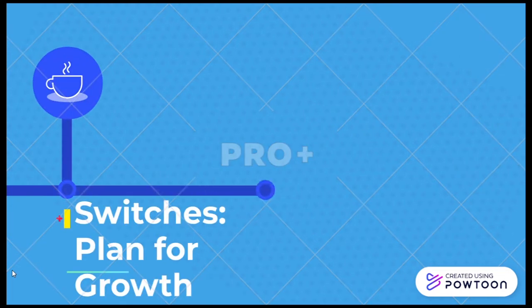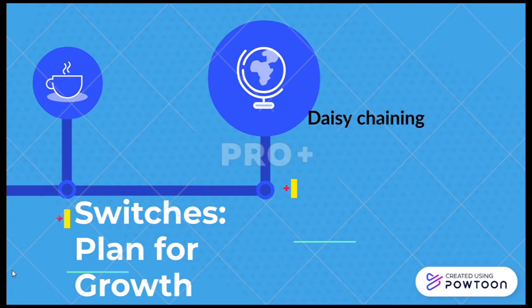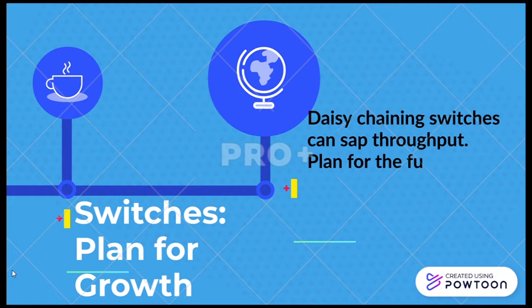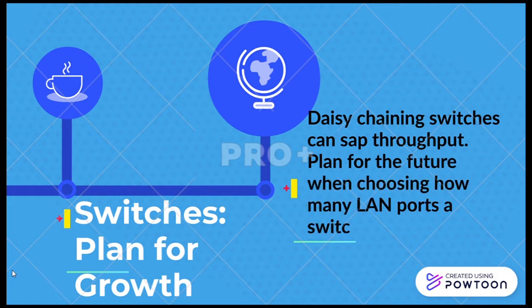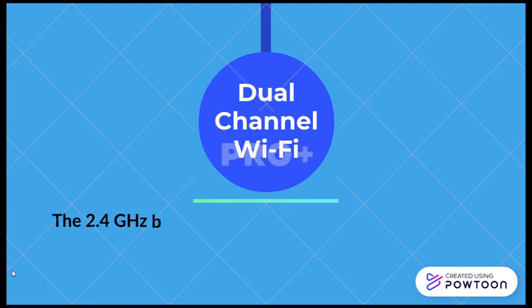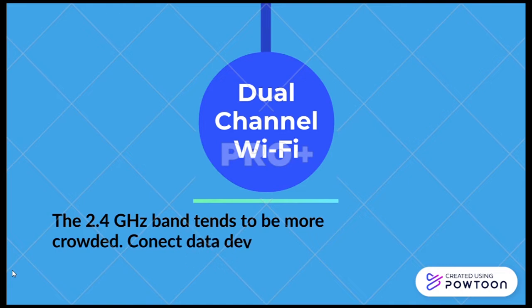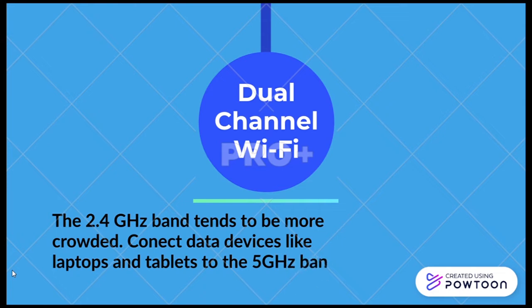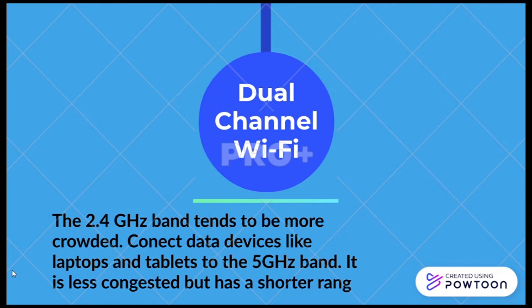And the next is switches planned for growth. Daisy chaining switches can limit throughput. Plan for the future when choosing how many LAN ports a switch should have. The last one is dual channel Wi-Fi. The 2.4 GHz band tends to be more crowded. Connect data devices like laptops and tablets to the 5 GHz band. It is less congested but has a shorter range.